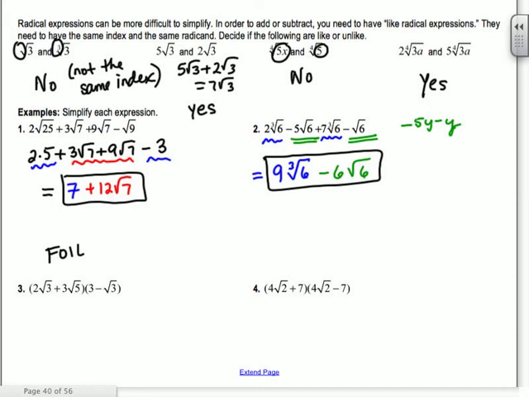All right. So 2 root 3 times 3. So you get 6 root 3. So that's your first terms. Outer terms. So 2 root 3 times negative root 3. So what do you get? 2 root 3 times negative root 3. What would that be? Close. Negative 2. And then what's root 3 times root 3? 3. So negative 2 times 3, so you'd get negative 6.